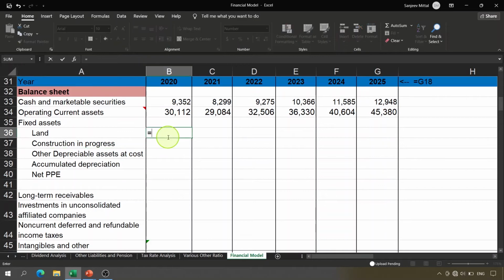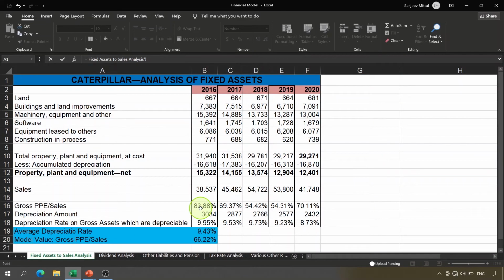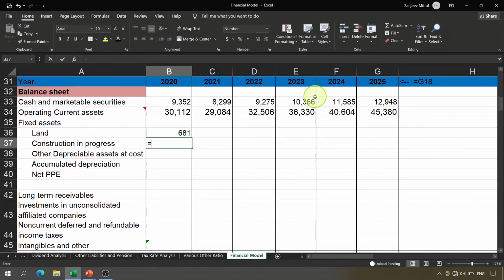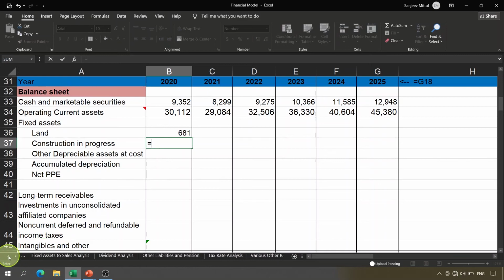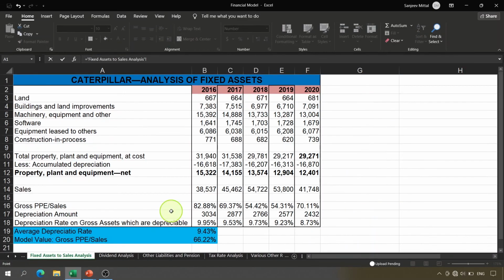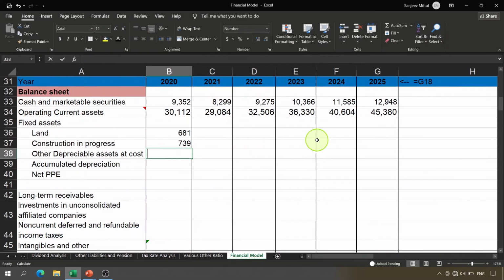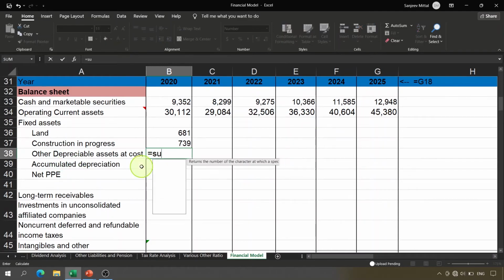Now, if we try to find out the details for the year 2020, we already have these details in our fixed assets to sales analysis sheet. In that sheet, in the year 2020, you can see the value of land is 681, which I am writing here. After that, we can write our construction in progress from that fixed assets to sales analysis sheet. So this construction in progress for the year 2020 is 739. And after that, we can write our other depreciable assets.